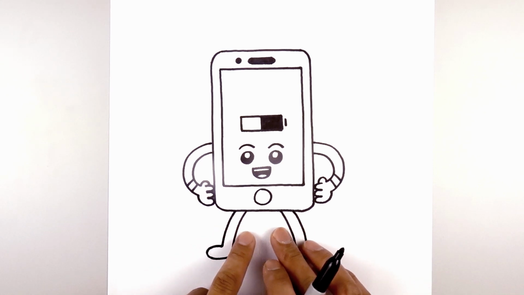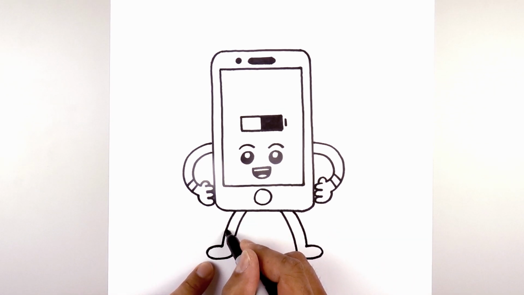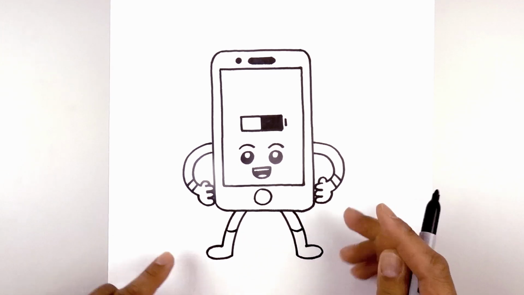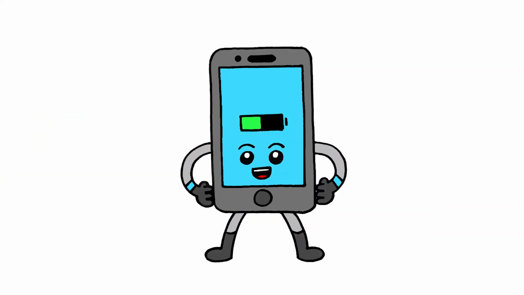And now the last thing we're gonna do is add the edge of the boot cuff. So halfway down the leg, I'm gonna draw a curve, coming down and up. Do the same thing on the right side, and that's pretty much it. There we have it. There's our cartoon smartphone.